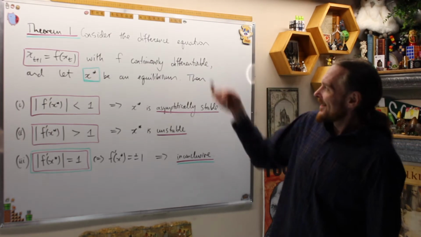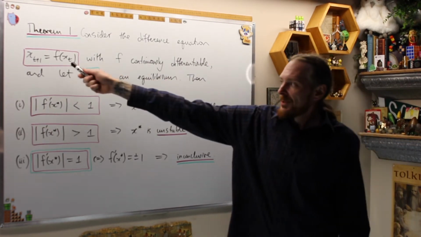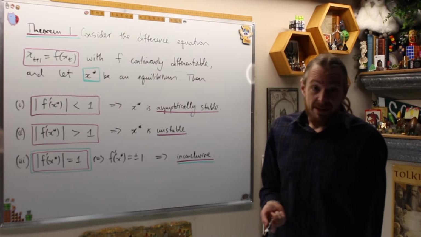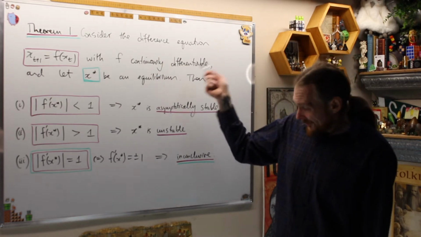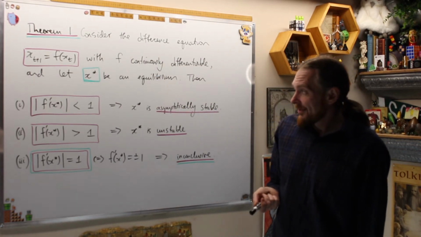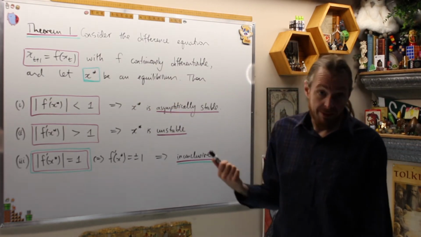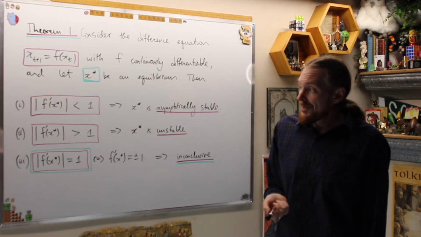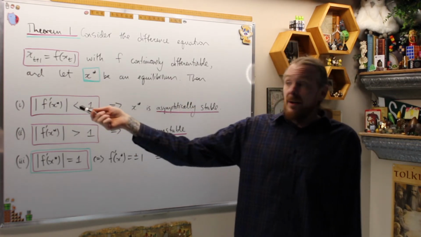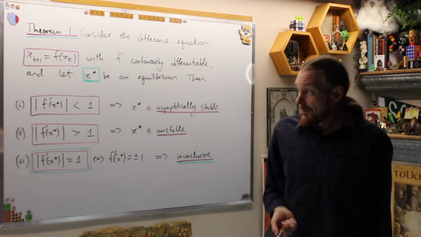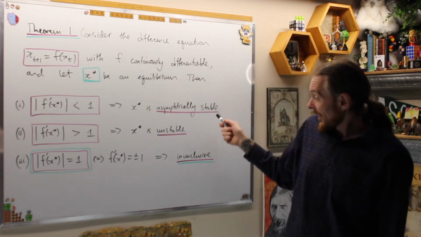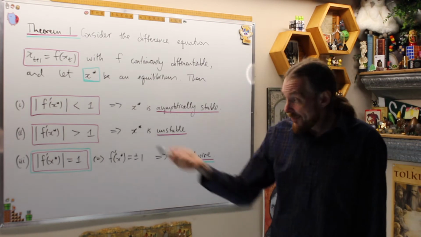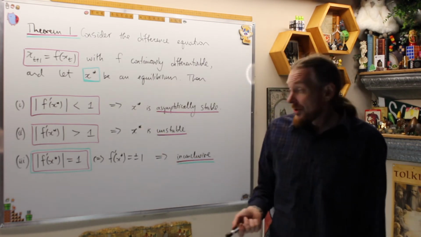The first one's going to say, consider this difference equation, x_{t+1} equals f of x_t, where f may be nonlinear, where f is continuously differentiable. What that means is f is differentiable and the derivative is continuous, and we want x star to be an equilibrium, so we've already found them for the system. Then what the theorem says is, if the absolute value of the derivative at that equilibrium is less than 1, we have asymptotic stability.